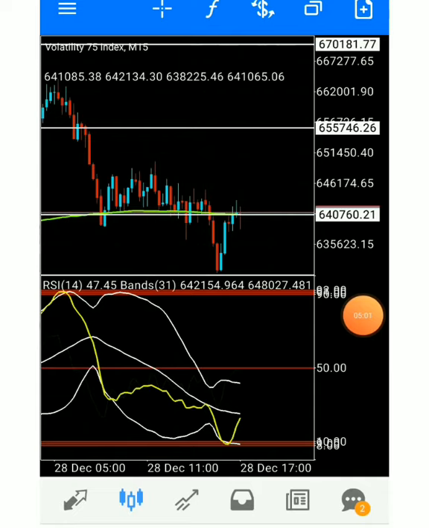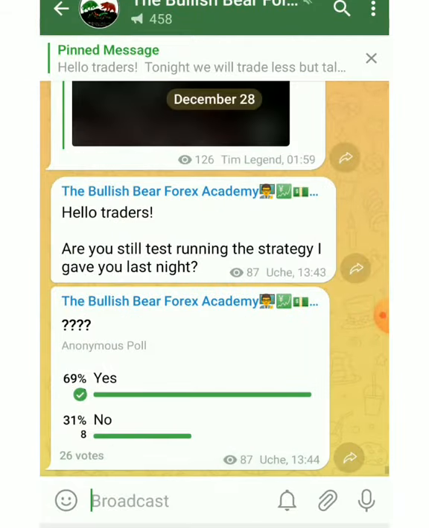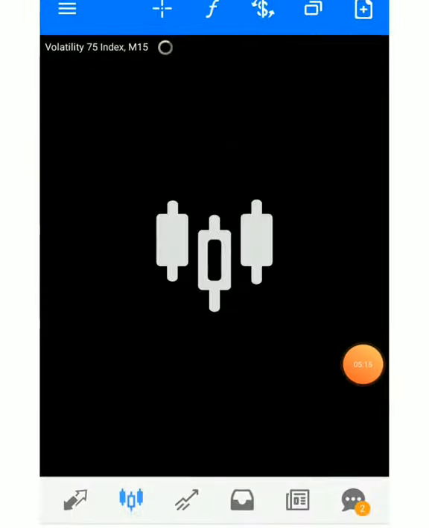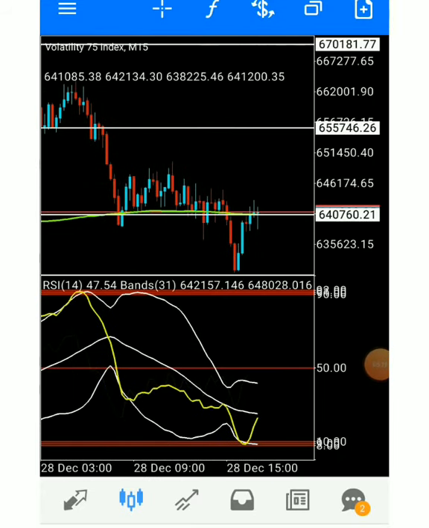I advise that you test this strategy with your demo several times. That's why, if you notice in my Telegram channel, I asked them, are you guys still practicing with the strategy? And a lot of people said yes. I advised them yesterday to make sure they test run it many times with their demo accounts, and if they are confident with it and strong enough to trade with it, they can then take it to their real account.